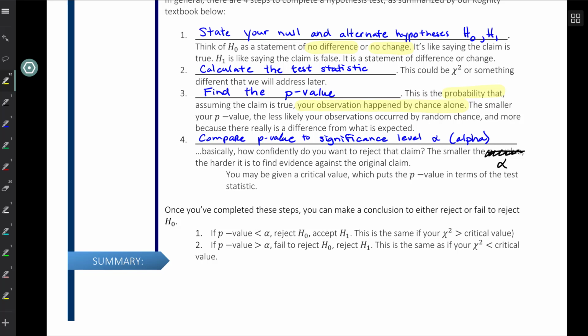Okay? Now, the other option is that the p-value ends up being bigger than that significance level alpha. And if that's the case, then we fail to reject the null hypothesis. We don't have very strong evidence to refute the claim, so we have to reject our alternate hypothesis. And this is the same as if we have a small chi-squared relative to our critical value. If chi-squared is less than the critical value, we fail to reject. Okay? Now, let's go ahead and actually take a look at an example that's going to put all of this into one nice, neat picture.